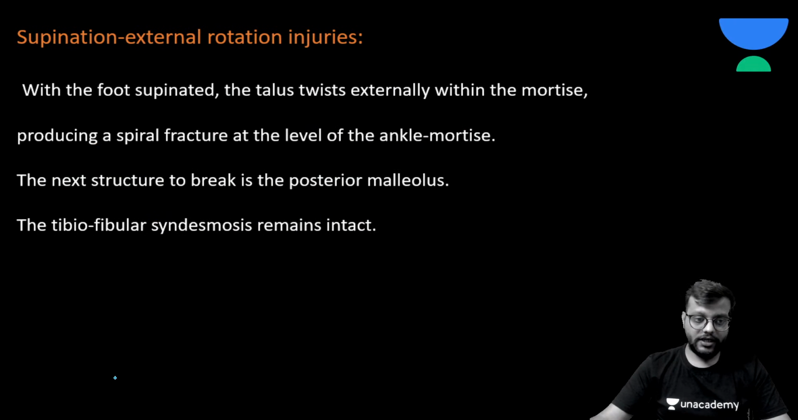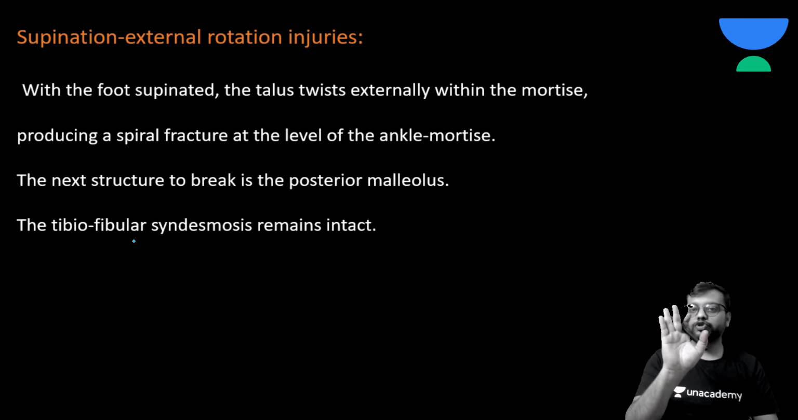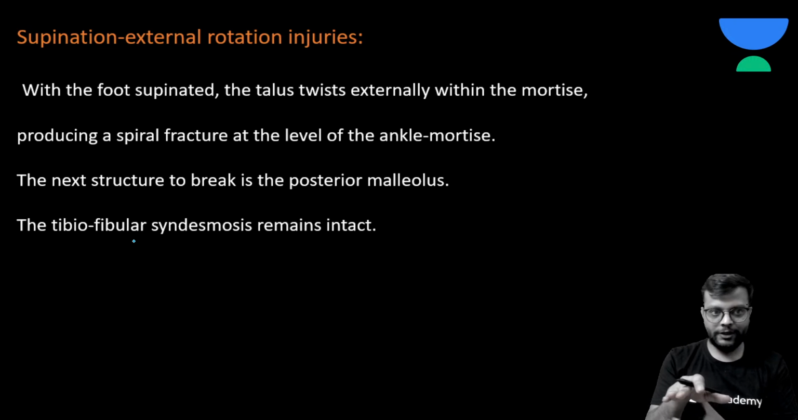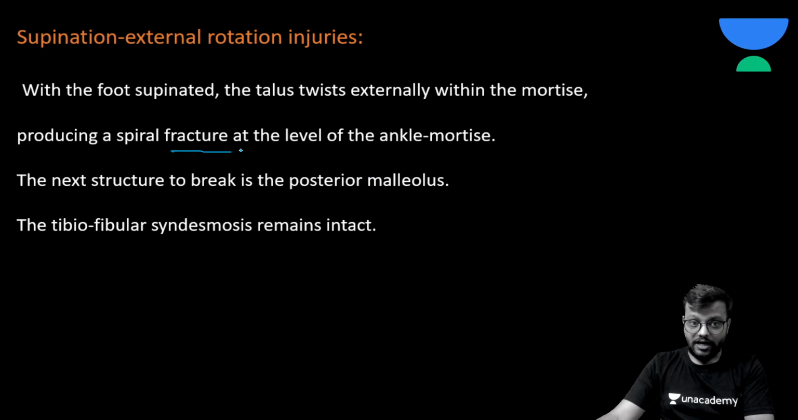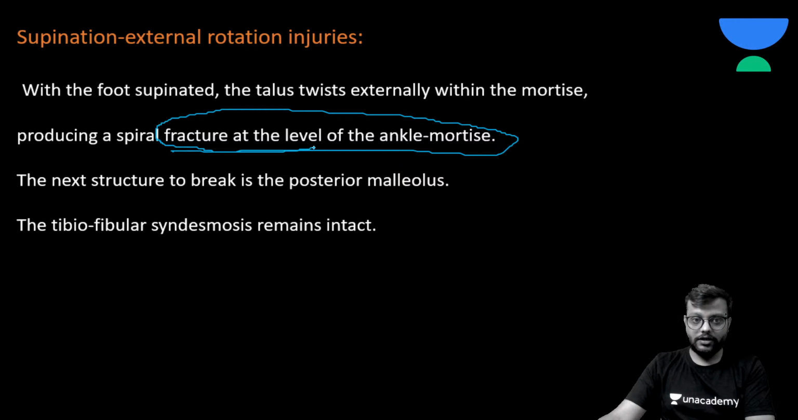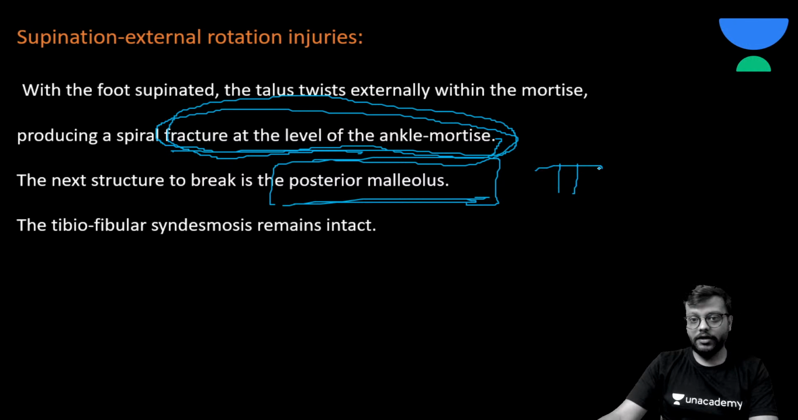Now next injury here, it is the इसका उल्टा. प्रोनेशन में एक्सटर्नल रोटेशन का देख लिया आप. सुपिनेशन के अंदर एक्सटर्नल रोटेशन अगर होगा, so the talus will twist externally within the mortise, so there will be fracture at the level of ankle mortise. Okay, so इसमें ध्यान रखना. सो एंकल मोटिस के लेवल पर ही होगा. There will be spiral fracture और पोस्टीरियर मेल्यूलाई का फ्रैक्चर होगा, but the tibiofibular syndesmosis will remain intact.